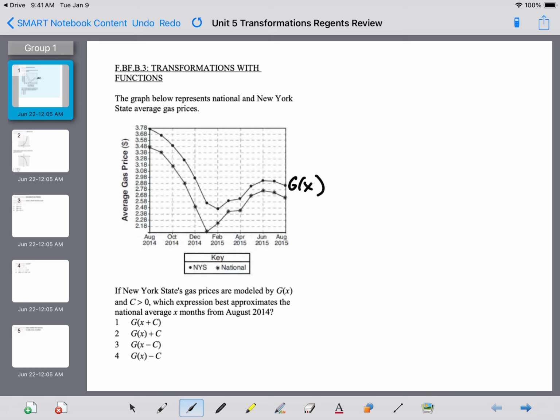Hello Algebra 2 students. This is a Regents review on transformations. In this video we'll cover both transformations and even and odd functions.